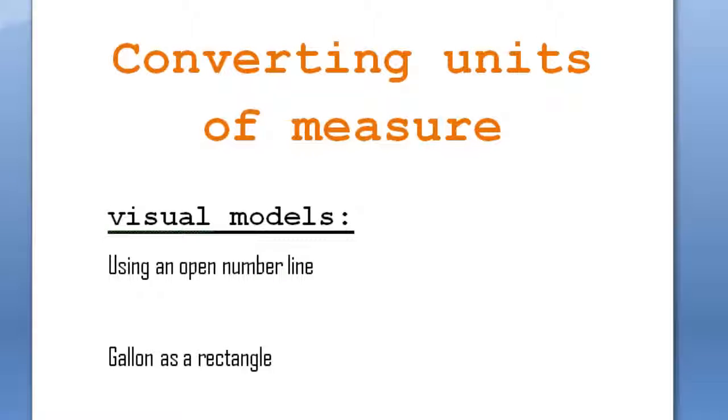Hello there. Today we're going to take a look at converting units of measure. The focus here will be for our fourth grade standards and our fourth grade students. We are going to support converting the units of measure with some visual models. The first one we'll take a look at is using an open number line. The second we'll take a look at is using a rectangle to represent a gallon.